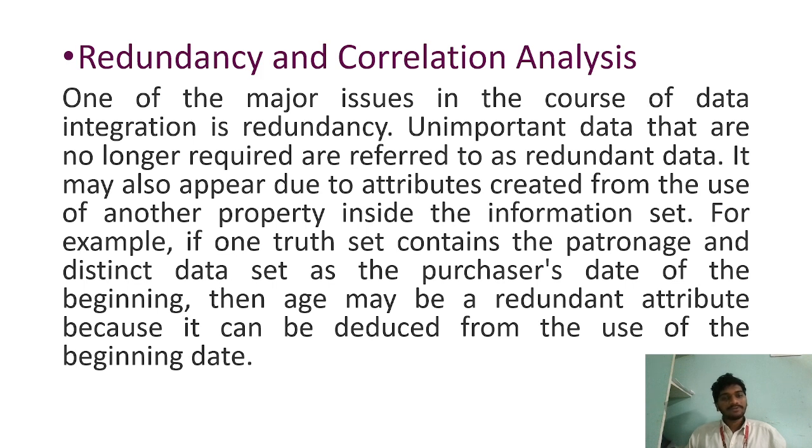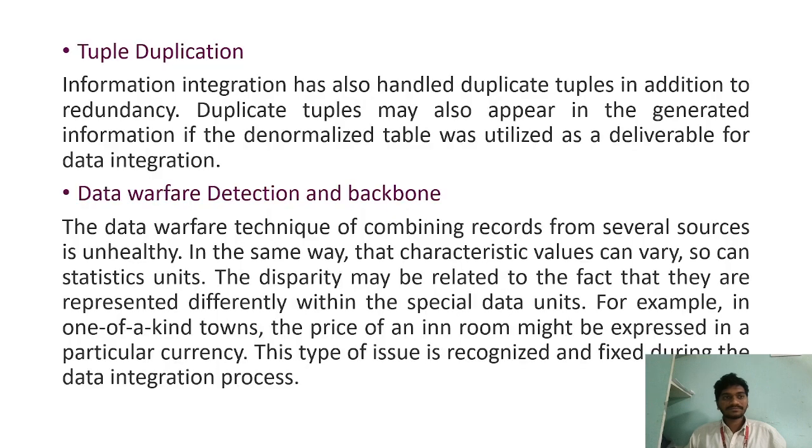For example, if one data set contains the patronage and a distinct data set has the purchaser's data, the birth date, the age may be a redundant attribute because it can be derived from the use of the birth date.